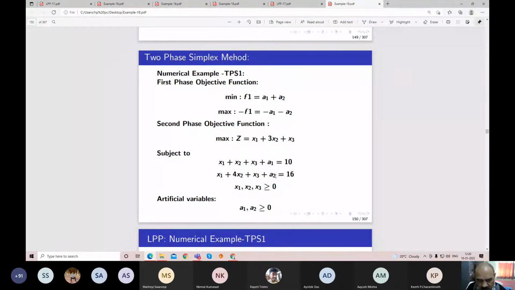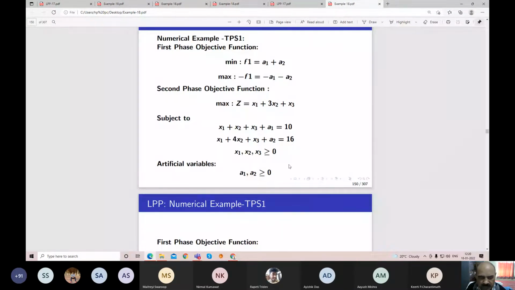These a1, a2 are artificial variables, as well as basic variables. Artificial variable can be basic variable. Slack variable can be basic variable. Surplus variable cannot be basic variable. Please remember, I am repeating again. Slack variables are basic variables. Artificial variables are basic variables. Since these two are equality type constraints, we are introducing artificial variables a1, a2.